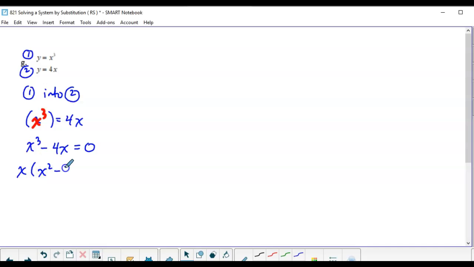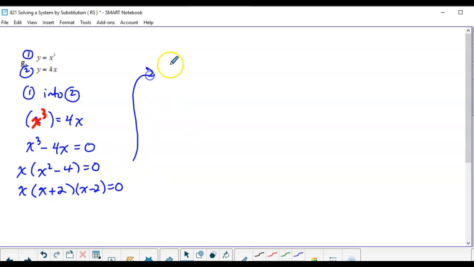It's going to be x squared minus 4 when we factor out an x, and we can factor that again. That's a difference of squares. So now we have, oh yeah, we have to solve it here, sorry. So solving it, x equals 0, -2, and +2.